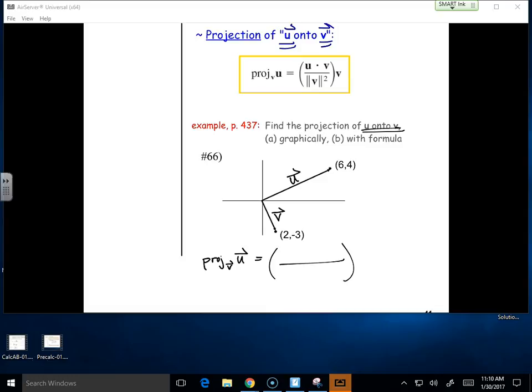U dot v is going to be 12 plus negative 12. Is that good? 12 plus negative 12, 6 times 2 and 3, nope, 4 times negative 3. All over. How do we find the magnitude of v? Yeah, Pythagorean. Take these components and what do I do to each of them?